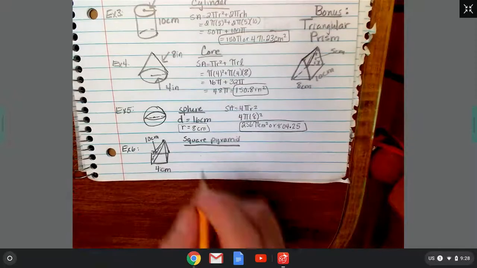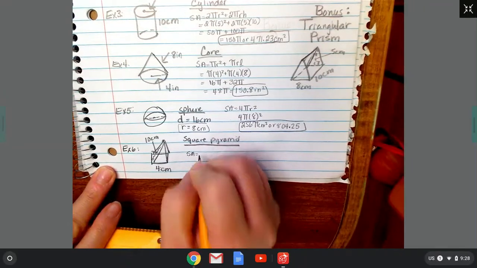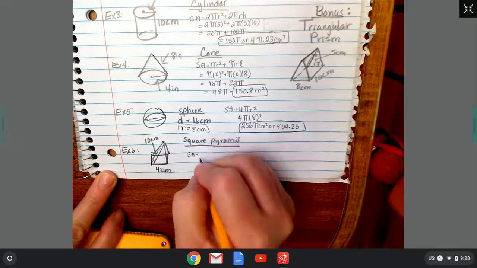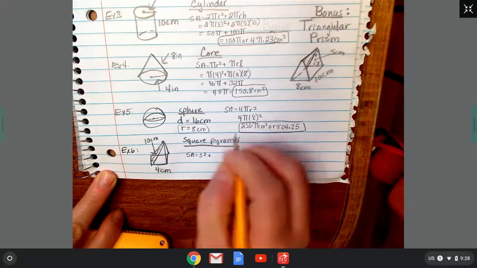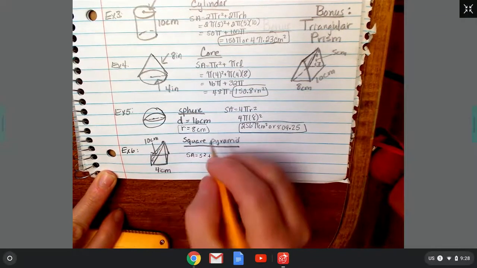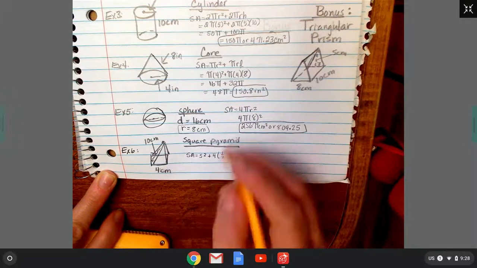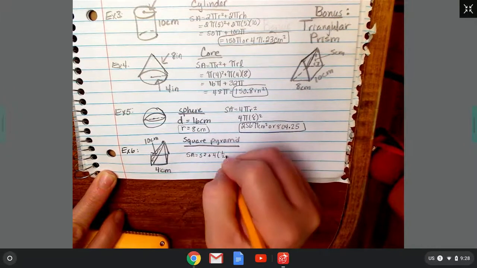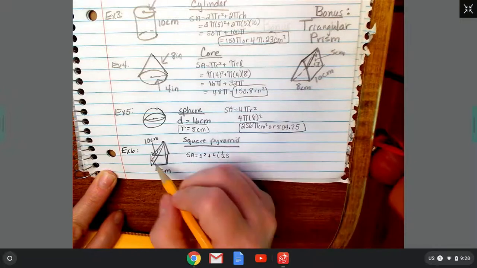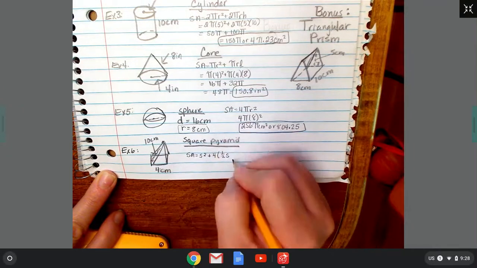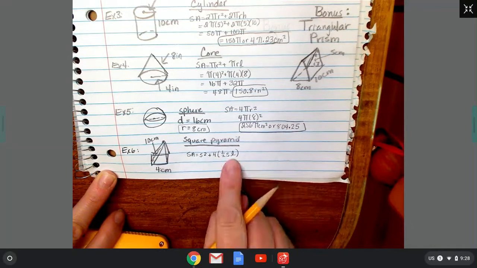Okay, and then the square pyramid. Square pyramid has the bottom square, so that's side squared, plus you've got 4 triangles, 4 times 1/2, base times height. Since the base is the length of the side, we can just say side. And the height on this is a slanted height, so you'll often see that L.